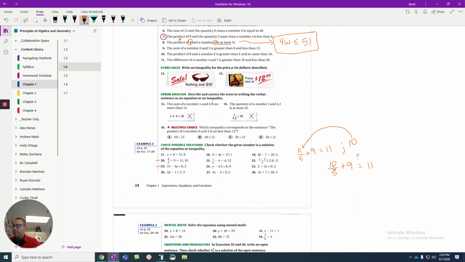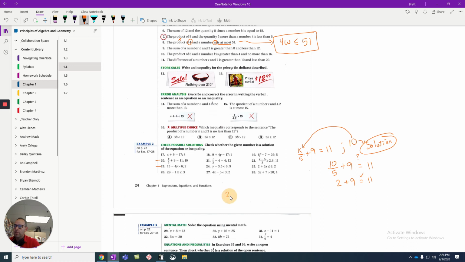Now, following PEMDAS, we're going to have to do this division. 10 divided by 5 is 2, plus 9. Does that really equal 11? The answer is yes. So we would say that this is a solution. 10 was a correct solution to the equation given in number 20.